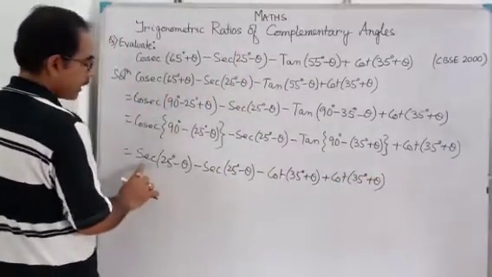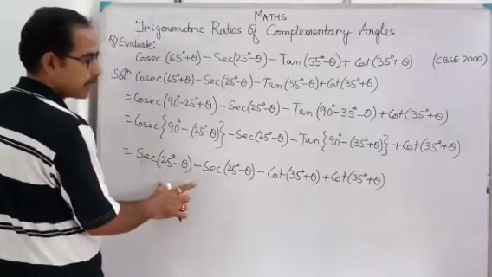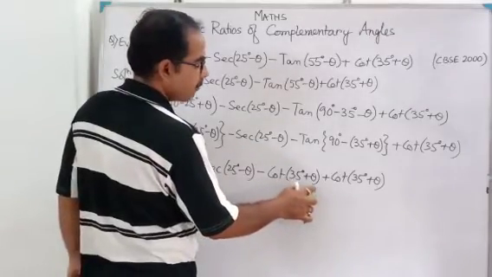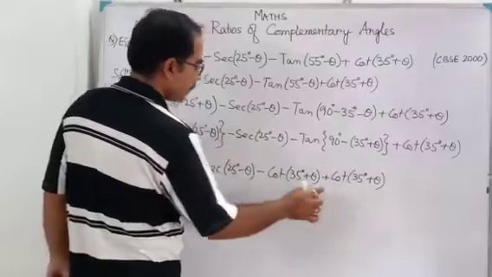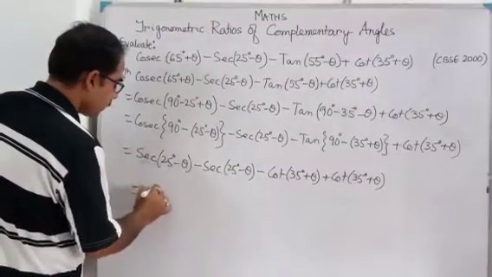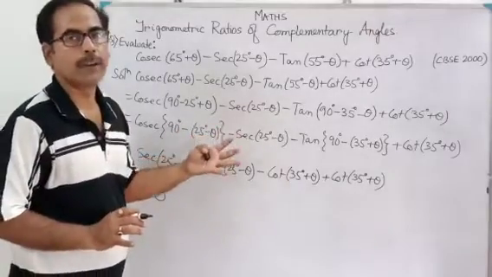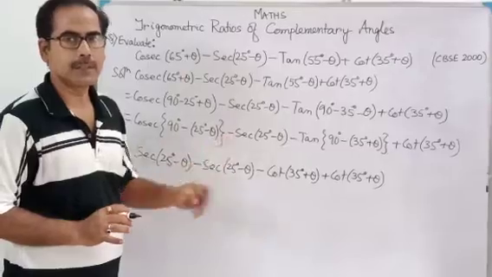So look at here, sec 25 degree minus theta minus sec 25 degree minus theta. So both will cancel out, correct? And here also minus cot 35 degree plus theta plus cot 35 degree plus theta. So one is negative, one is positive. So ultimately you are getting answer 0. Very easy math, but it looks quite difficult. Okay, so I hope it is clear, students.